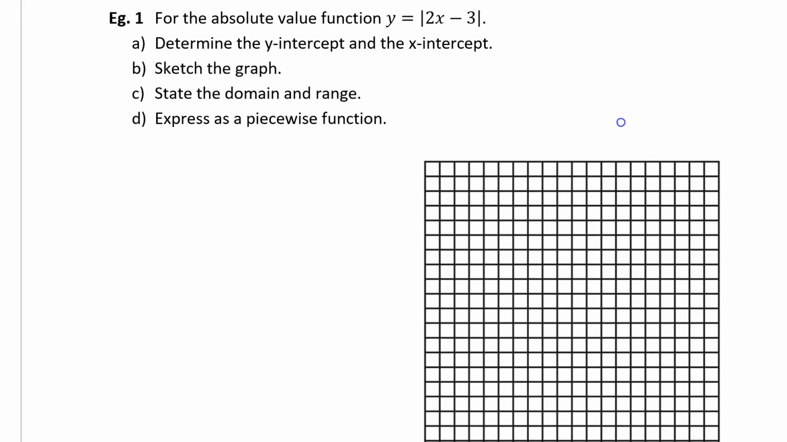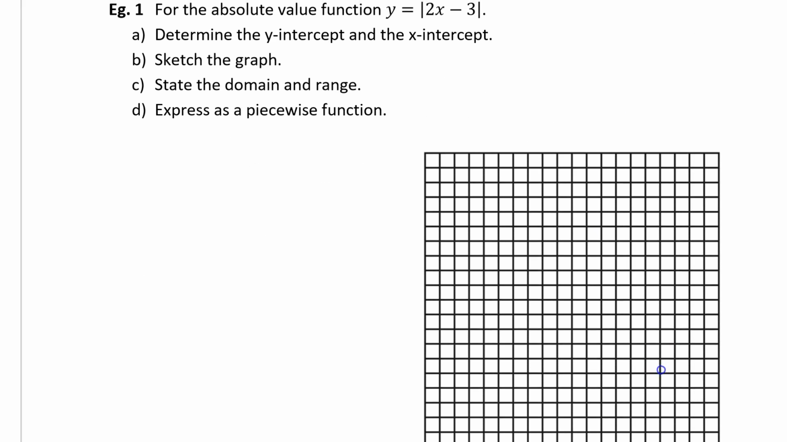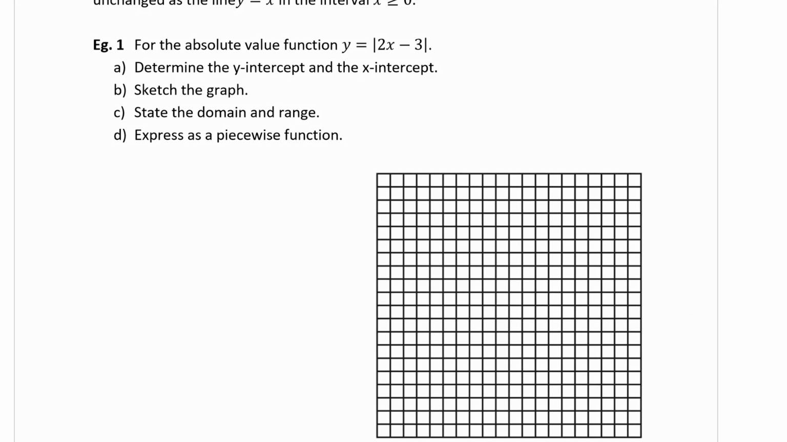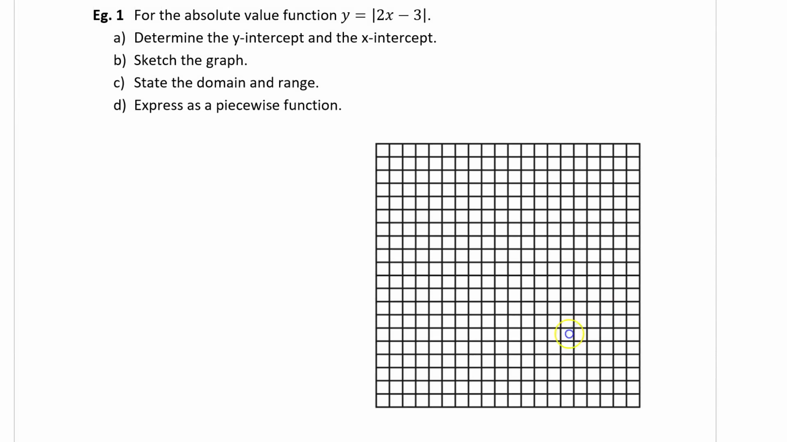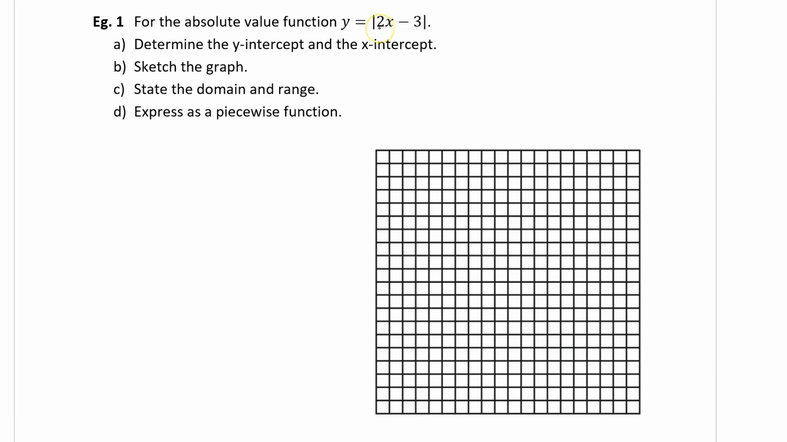So let's sink our teeth into this example right here. For the absolute value function y equals the absolute value of 2x minus 3: item number 1, determine the x-intercept and determine the y-intercept, sketch the graph, state the domain and range, and express as a piecewise function.